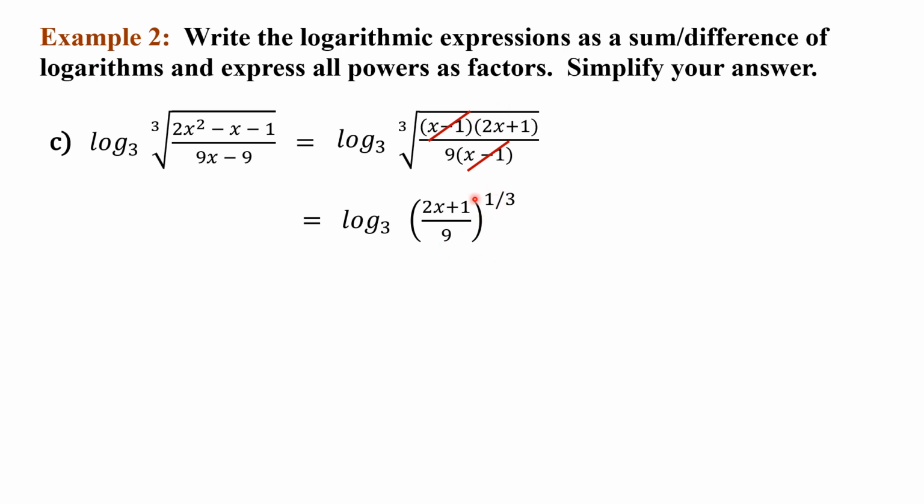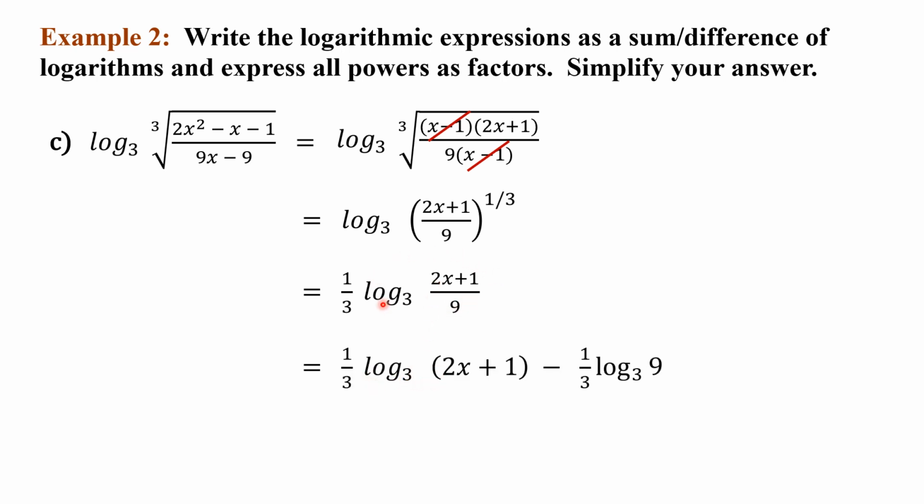Then we can express the power as a coefficient, so we have 1/3 of log base 3 of 2x plus 1 divided by 9. And as you can see here, this is a log of a quotient. It means we can simplify this as 1/3 log of 2x plus 1 minus 1/3 log of 9. So we put this log of a quotient as a difference of logs, and this 1/3 is distributed to each term. That's why there's also 1/3 on the second term. Looking at the first term, we cannot simplify this anymore. We can leave it as it is.